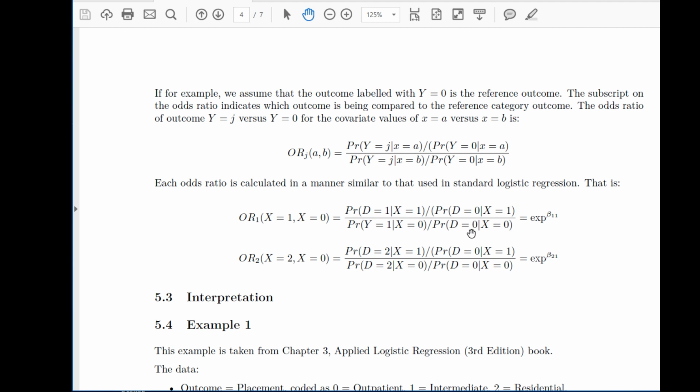And from there, what we want to show here is that just by exponentiating the beta value, you get the relative risk ratio, the RRR, okay? Because this exponentiation of beta is not the true odds, okay? These exponentiations of beta 11 and beta 21 in a 3-category outcome are basically the relative risk ratio.